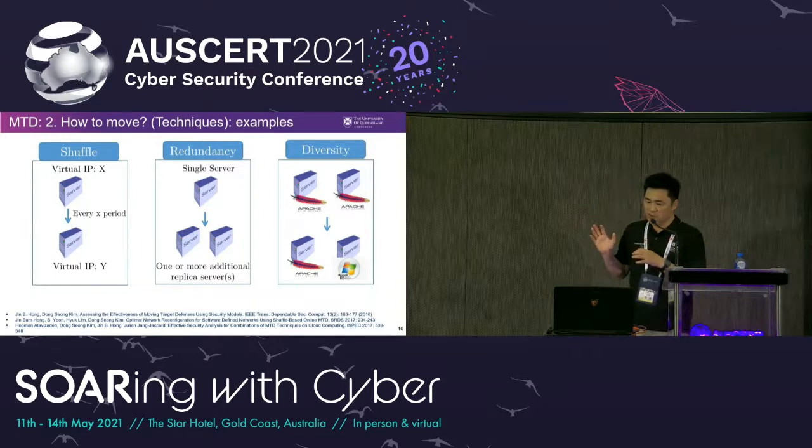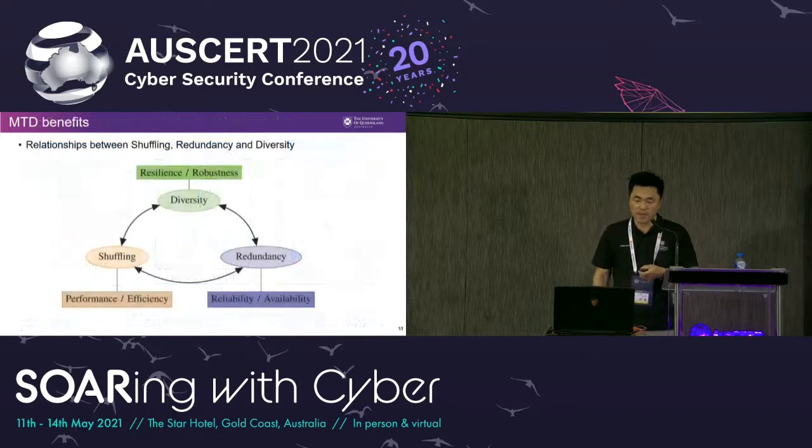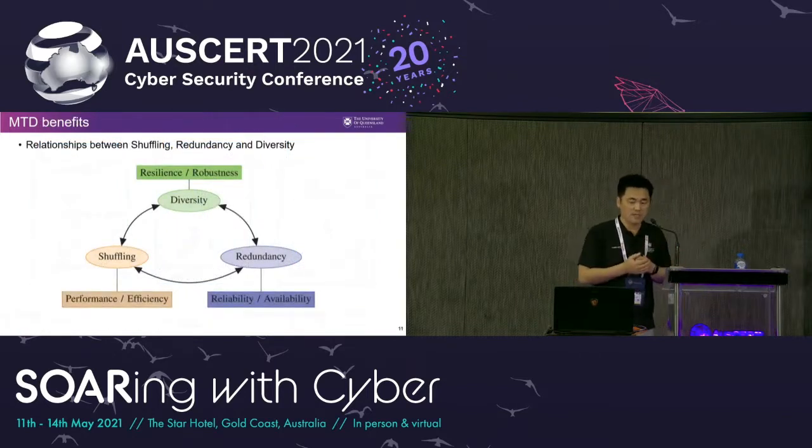We can use different versions of software. This can be done at the OS level, application level, or compiler level, or with different programming languages. So that's different implementations. And this summarizes some benefits when diversity, redundancy, and shuffle are used. Shuffle is very efficient, because you don't have to change much, only the IP address, virtual port number. It's very efficient to implement.